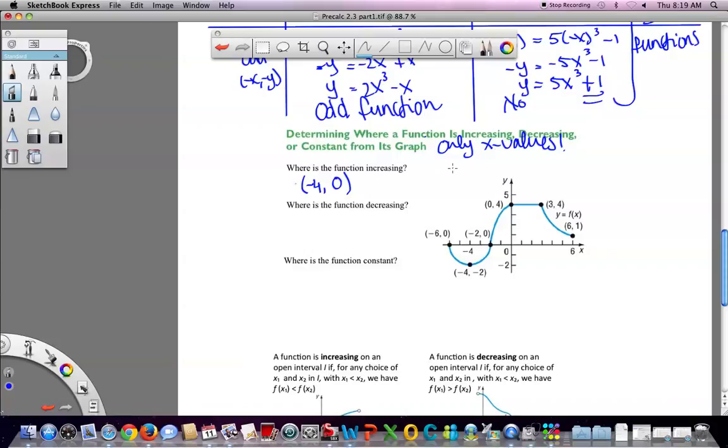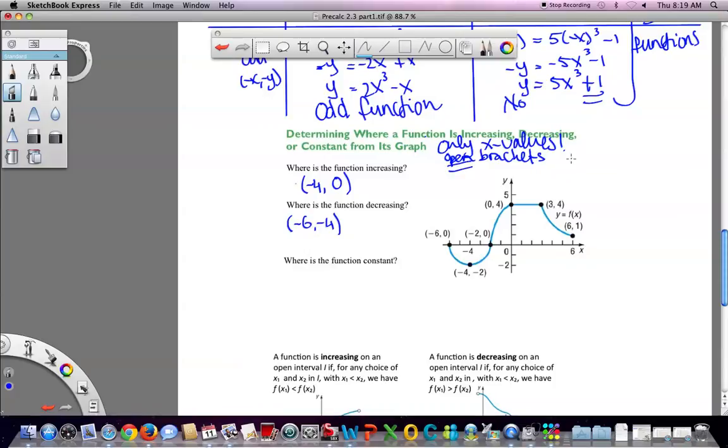These will always have open brackets, and it will be easier to explain here in a second. Okay? So where's the function decreasing? Well, decreasing means the graph goes down. So from x negative 6 to x negative 4. So negative 6, negative 4. And now I can explain why you have to use open brackets.